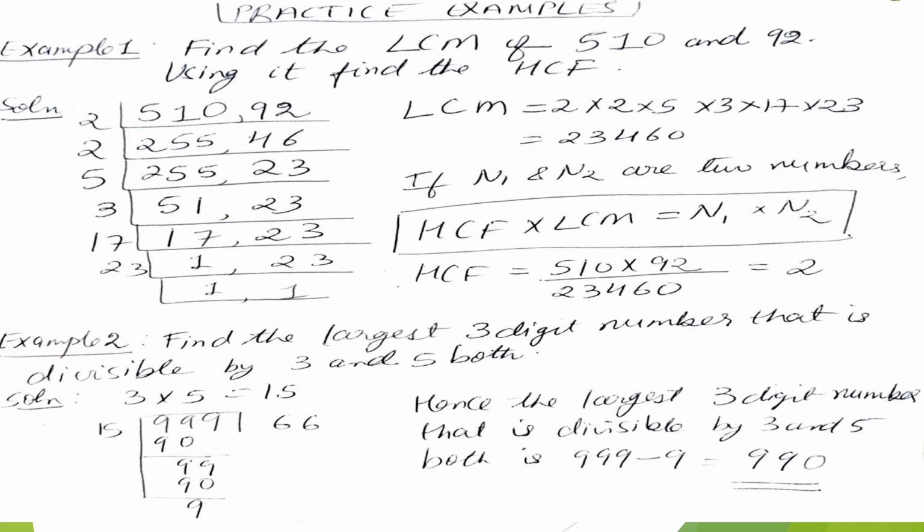Now there is a result that if n1 and n2 are two numbers, then their HCF into LCM is the multiplication of the two numbers. So if we have one of them, we can find the other.